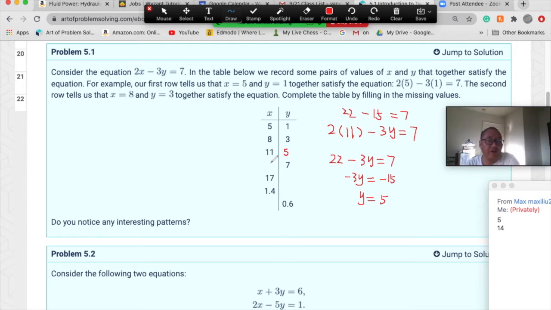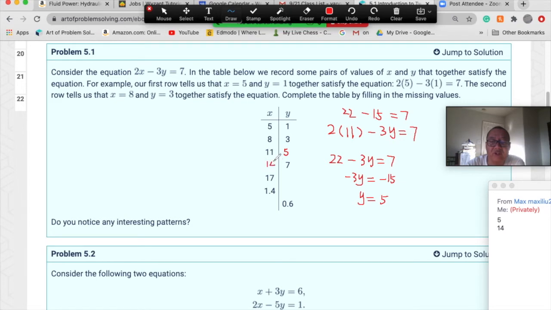Also, can you find some pattern here? If you can find some pattern, you can find this answer very easily. When x adds 3, from 5 to 8, then y will add 2. From 8 to 11, add 3, then y goes from 3 to 5. So here y plus 2, so x will plus 3.